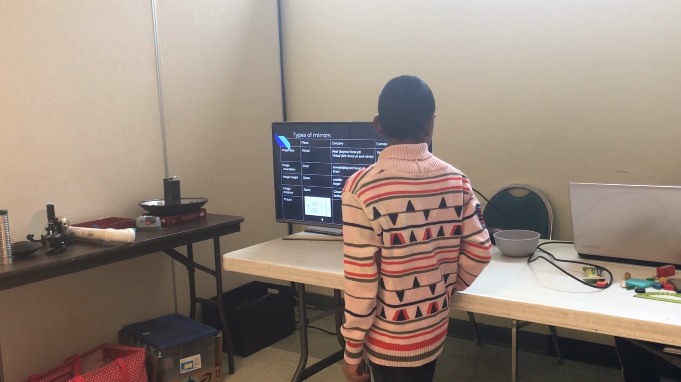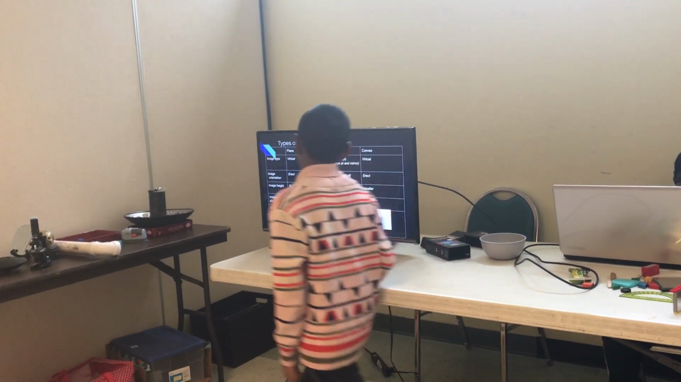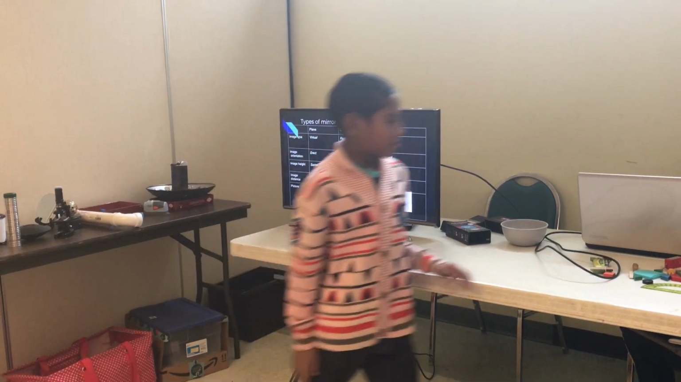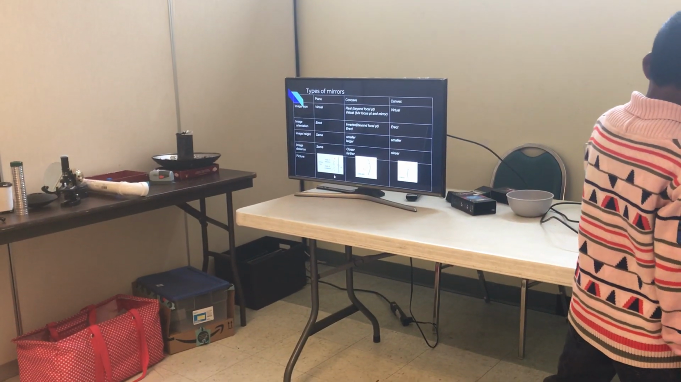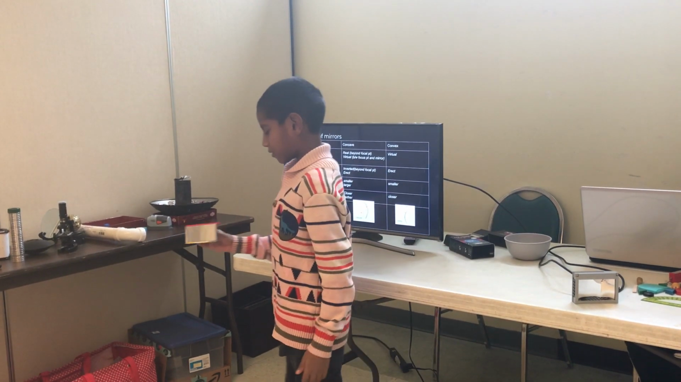Kriti, move to the types of mirrors. Yes, play the video. Show the demo. Type of mirror: plane mirror. Plane mirror, like this one.